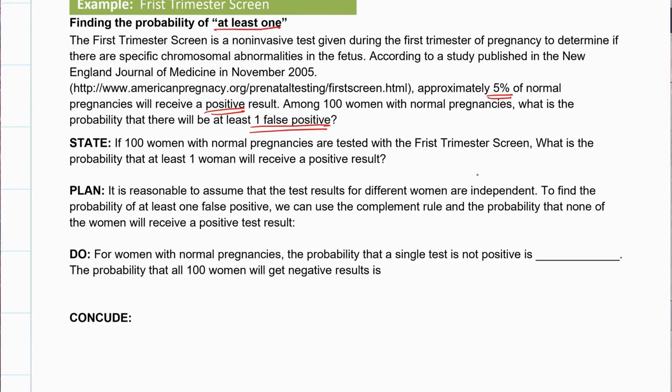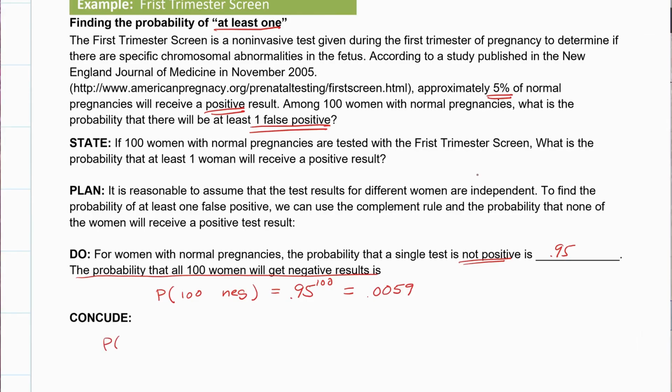Let me make that clear, that even though everything is fine, 5%, they'll say positive that there is an abnormality. Among 100 women with normal pregnancy, what is the probability there'll be at least one false positive? Now, again, the probability of a single test being not positive is 0.95. So what's the probability that all 100 had negative results? Well, the probability of 100 negative results is 0.95 to the 100th power. And this is surprisingly 0.0059. Less than 1% of the time, they'll get 100 negative results, meaning 100 women all saying baby's normal when the baby really is normal.